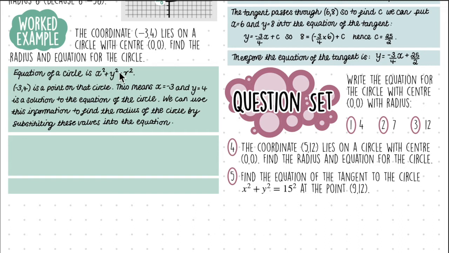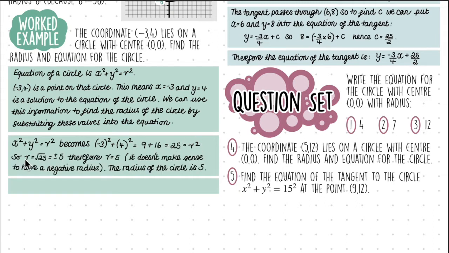So let's go ahead and plug these values into this equation. So x squared plus y squared is equal to r squared becomes -3 squared plus 4 squared is equal to r squared. Well, -3 squared is 9 and 4 squared is 16. 9 plus 16 is 25. So we have r squared is equal to 25. So r is equal to the square root of 25, which is equal to plus or minus 5. Now, it doesn't make sense to have a negative radius, therefore we'll take the positive solution. So we have r is equal to 5. The radius of the circle is 5.